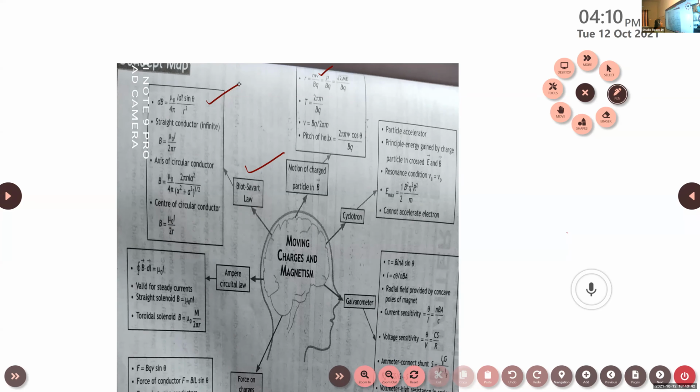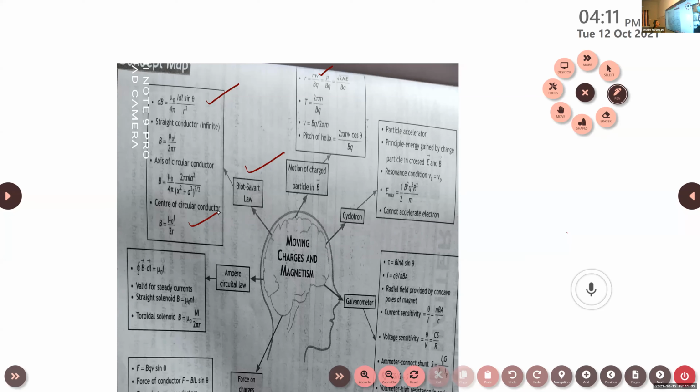Sometimes the terms may be different. Instead of a, sometimes it is small r, x square plus r square the whole raised to 3 by 2. Okay. It depends upon the textbook, the variables will be different. And at the center of the circular conductor, the magnetic field is given by B is equal to mu 0 I divided by 2R.